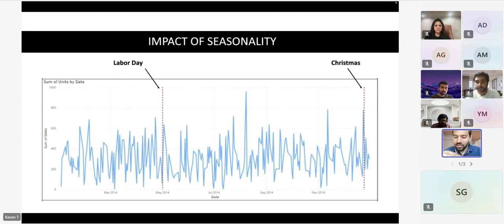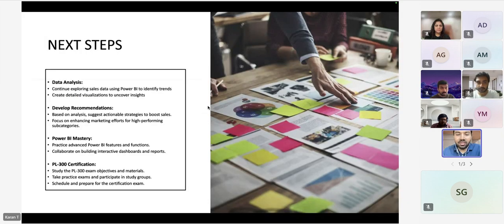And similarly for multiple products, we had different trends showing up with respect to the holidays. For one of them, Christmas generally shows an uptick in the number of sales for most of the products. Similarly, we can also see if there are any other holidays which can impact the sales volume. So that is one of the things that we wanted to highlight. And finally, these are the next steps.